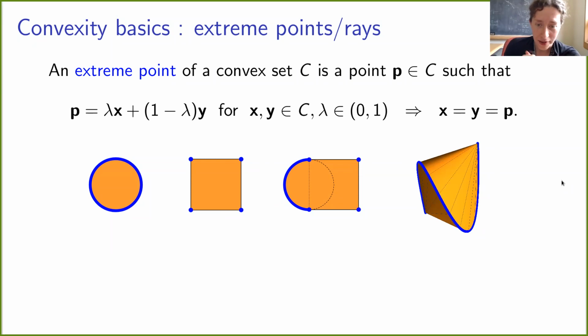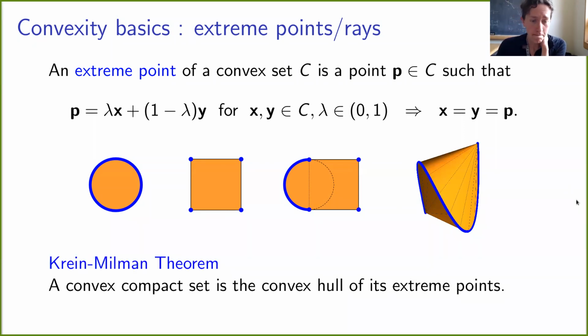So this is a collection of convex sets I've shown you so far, and in blue are their extreme points. And if you have a convex compact set, then the Krein-Milman theorem says it equals the convex hull of its extreme points. So everything else can be written as a convex combination of its extreme points.